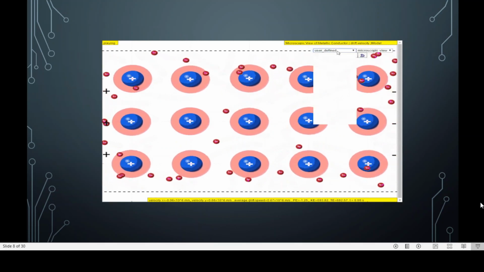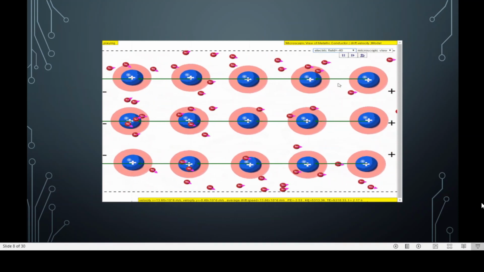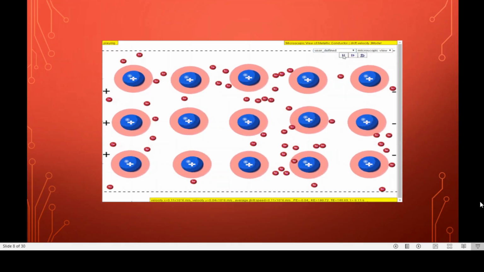How can we define ampere? If 1 coulomb of charge crosses any cross section of the conductor in 1 second, then the electric current flowing through that conductor is 1 ampere. It is denoted with the letter A. Mathematically, 1 ampere is equal to 1 coulomb per second. And this diagram shows the direction of electron motion in an electric circuit. Observe this diagram again carefully. The uniform electric field makes the electrons move in a specified direction.